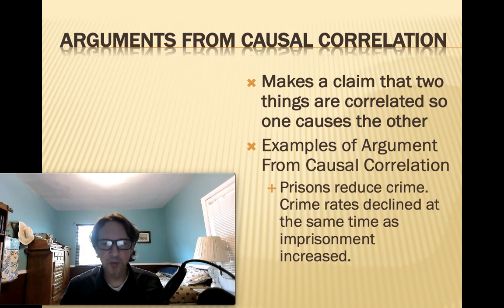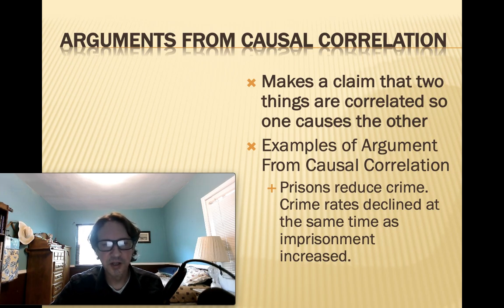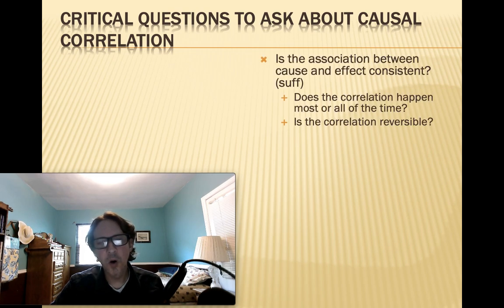Or here's an example related to our topics. Prisons reduce crime. That's my claim. Crime rates declined at the same time that imprisonment increased. So I'm saying there's a correlation. Imprisonment was going up and crime rates were going down. And therefore, I'm making the claim that prisons caused the reduction in crime because this correlation points to those things. Some questions: there are ways you can rebut causal correlation.